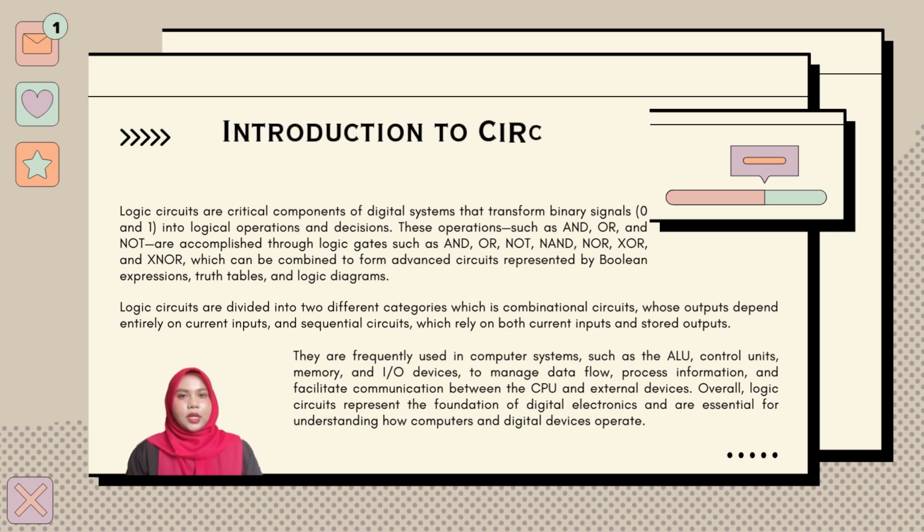Introduction to the circuits' purpose. Logic circuits are critical components of digital systems that transform binary signals 0 and 1 into logical operations and decisions. These operations are accomplished through logic gates such as AND, OR, NOT, NAND, NOR, XOR, and XNOR, which can be combined to form advanced circuits represented by Boolean expressions, truth tables, and logic diagrams. Logic circuits are divided into two categories: combinational circuits, whose output depends entirely on current inputs, and sequential circuits, which rely on both current inputs and stored outputs.